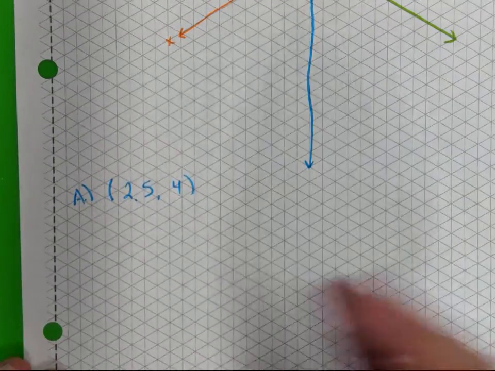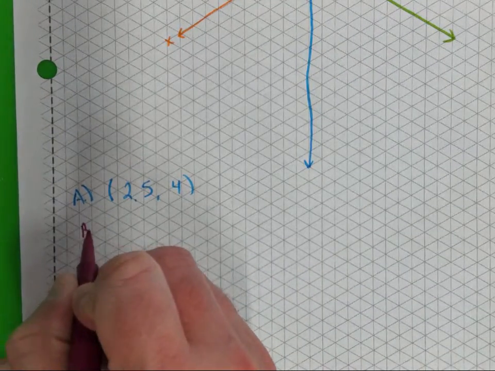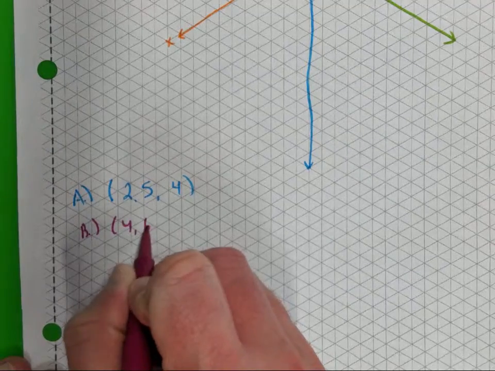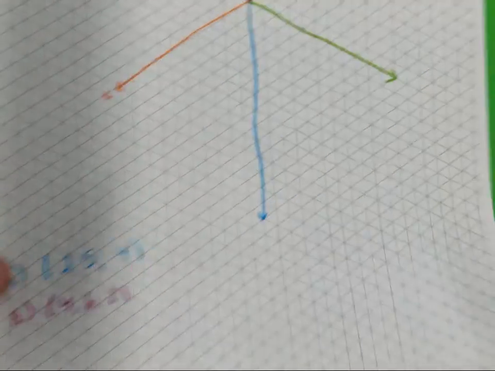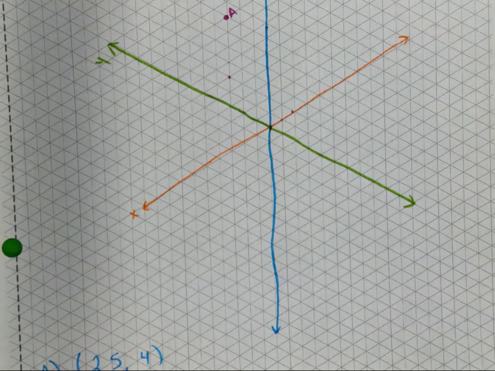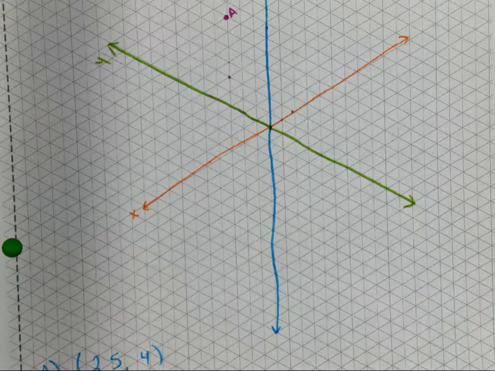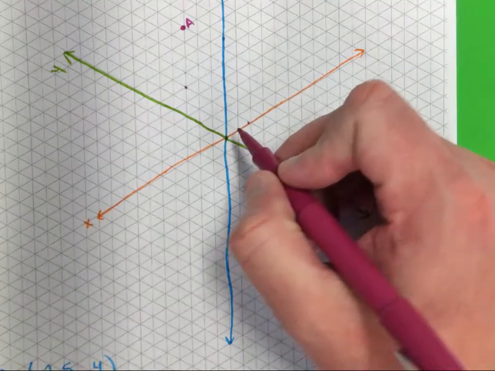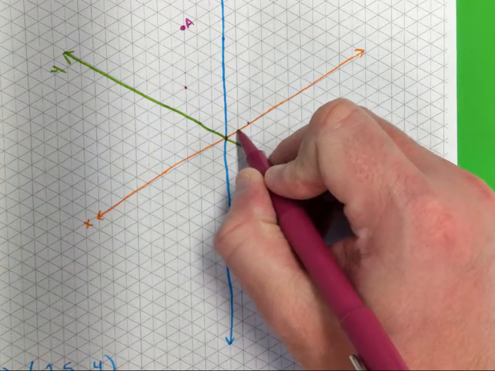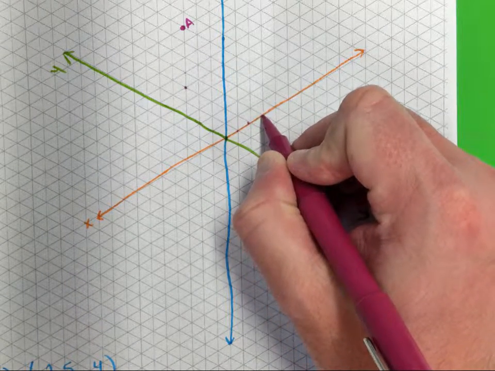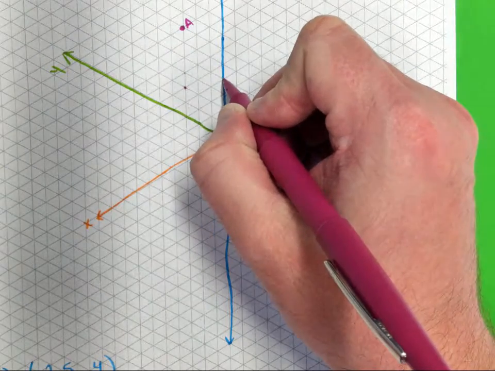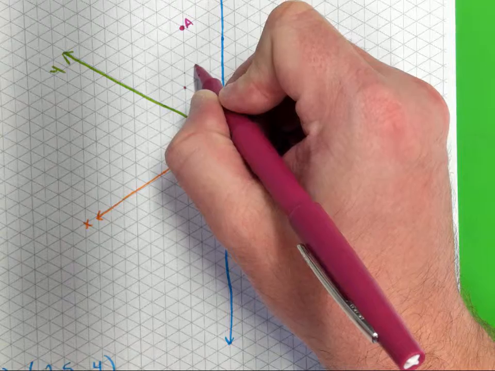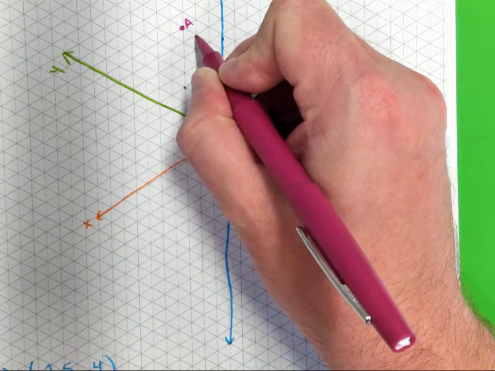All right. Let's do another one. Let's do this one. B is 4, 6, 2. Let's graph that one. 4, 6, 2. And all three of them positive, so it has to be in quadrant what? 1. 4, 6, 2. All right. 1, 2, 3, 4. 1, 2, 3, 4, 5, 6. Up to 1, 2.